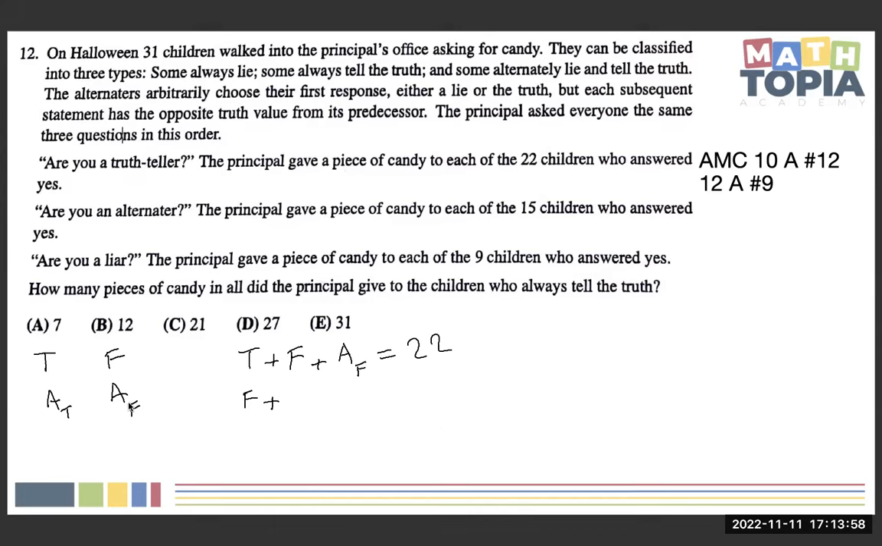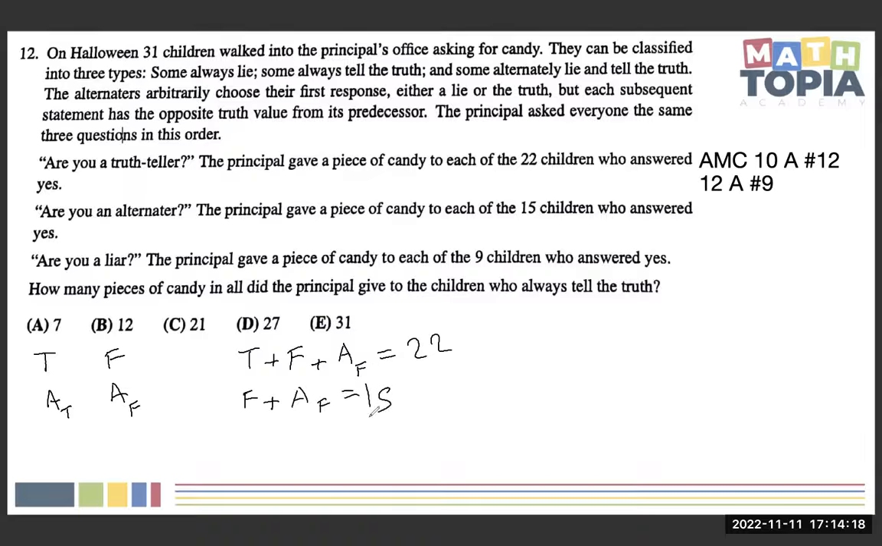And then finally, the alternators who are lying, well, those are going to be included because, as said before, they lied as their first statement, but now they're going to tell the truth. And since they are alternators and are telling the truth now, they're going to be like, yeah, I'm an alternator. So they're included.